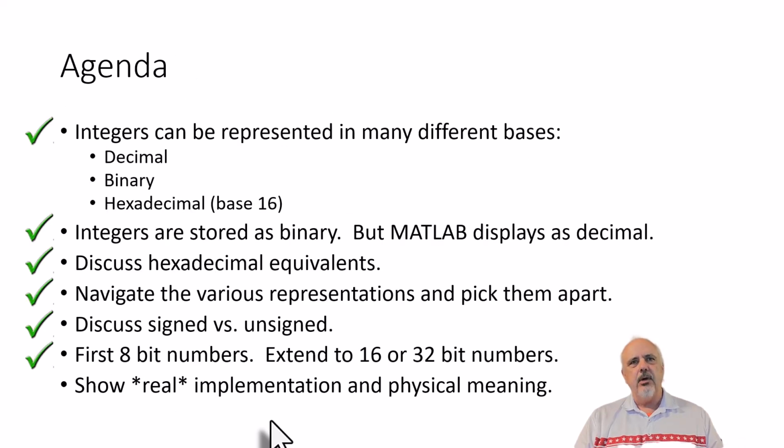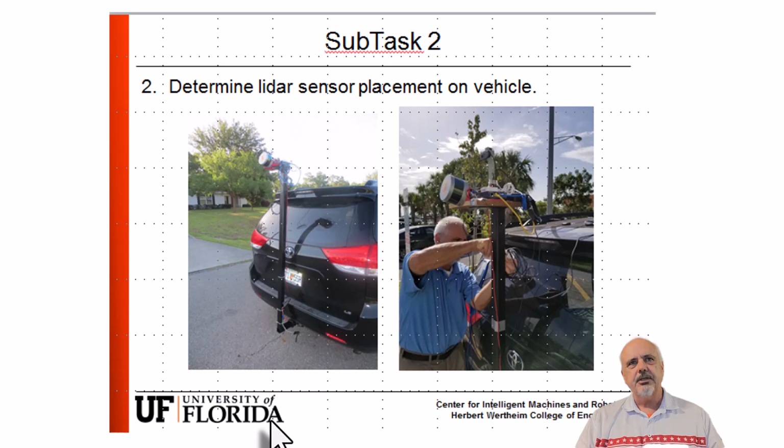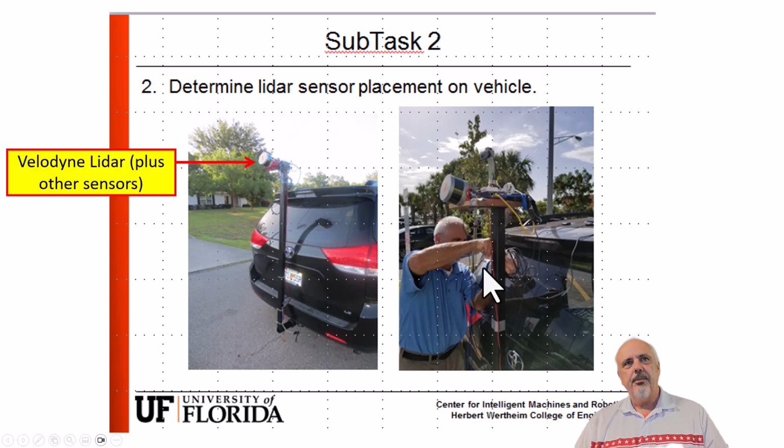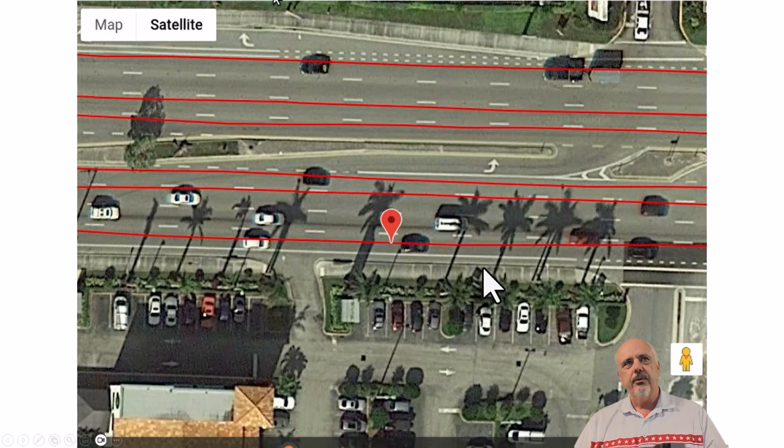Now we're ready for real application, real implementation, and physical meaning. This is something I did with Dr. Crane. We put a LiDAR on the back of my van. We've got cameras and we've got GPS. There's the camera there, which is a webcam. We've got GPS on here, and we're going through, in this case, Sunrise Boulevard, Fort Lauderdale.